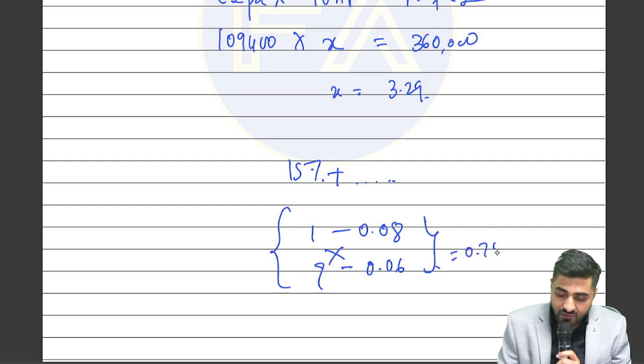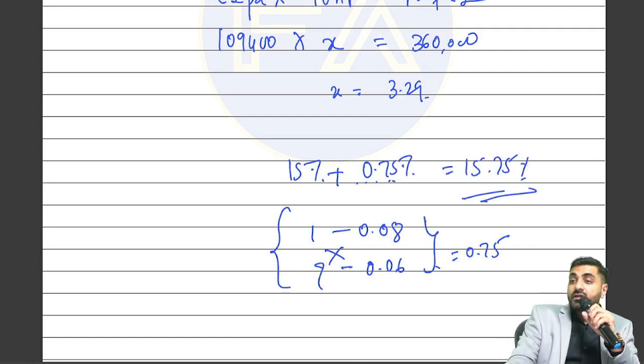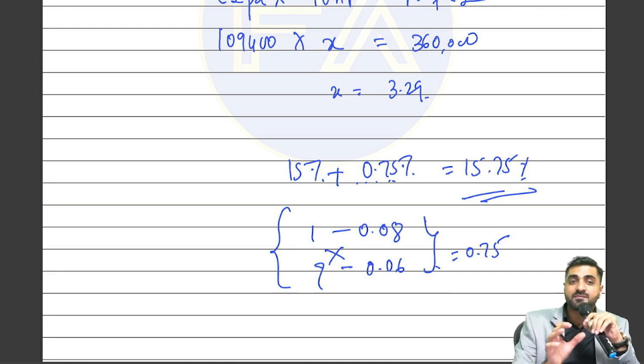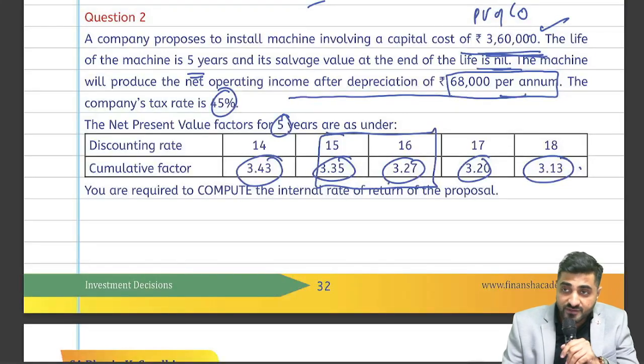0.75. So this is 0.75. So what is your IRR, beta? 15.7. So can I say I can also calculate IRR when the PVF is given to you in the question? Yes or no? Yes. Okay. We have to see where this PVF is falling, and based on that we can calculate the IRR. Any doubts, beta?